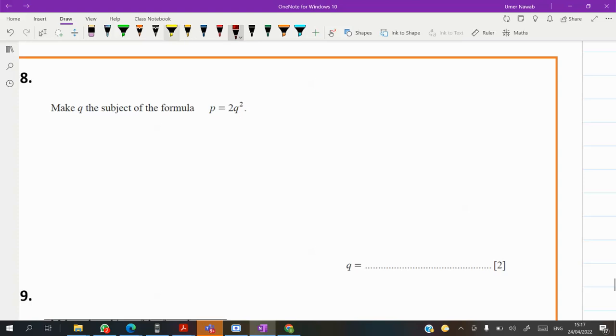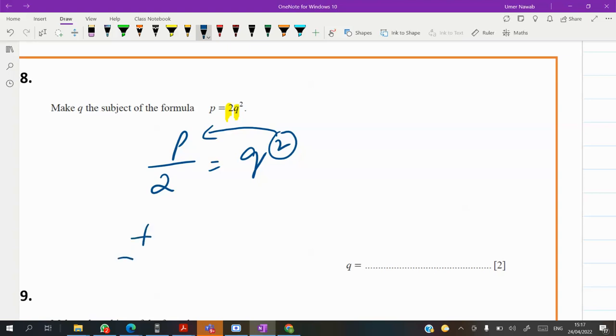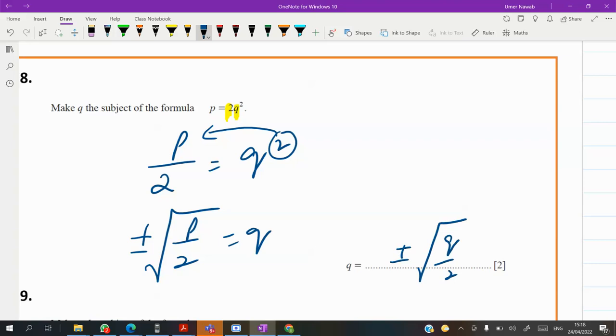We need to make q the subject, boys. First, 2 is multiplying, so on the other side it divides. So p divided by 2 is equal to q squared. Now send the square to the other side. The opposite of square is square root, with a plus minus sign. So plus minus square root of p over 2.